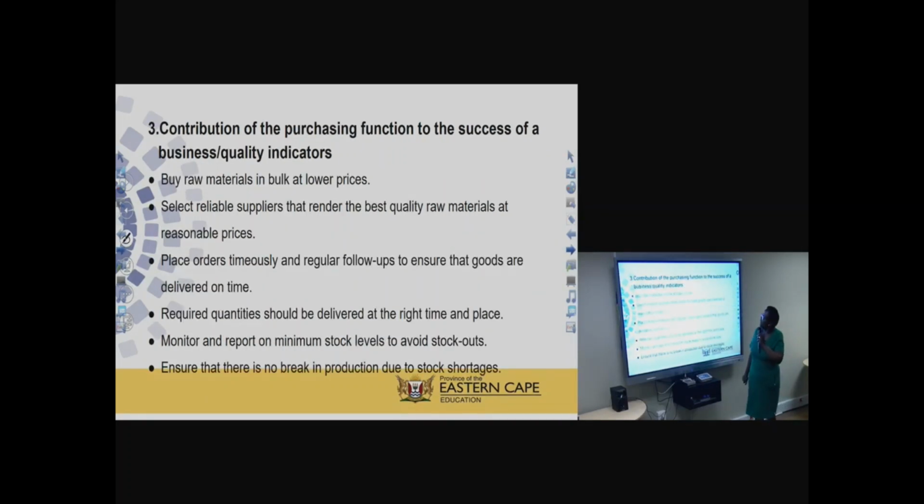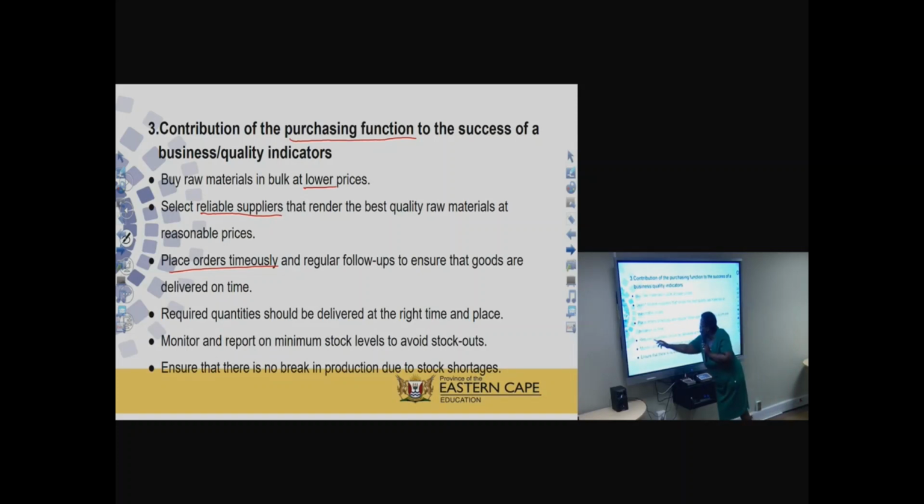Then moving to the purchasing function. The purchasing function's responsibility is to buy whatever needs to be purchased in a business. We are focusing maybe on raw materials. You buy raw materials at lower prices. You must have reliable suppliers who will be able to deliver your raw material at the right time and in the right quantities. As a person working in the purchasing department, you must be able to place orders timeously so that you don't have stoppages.